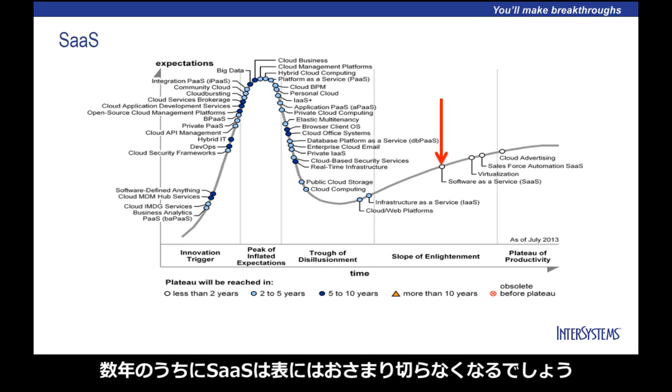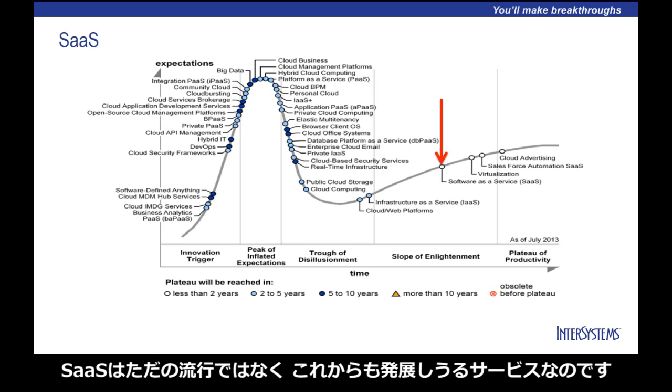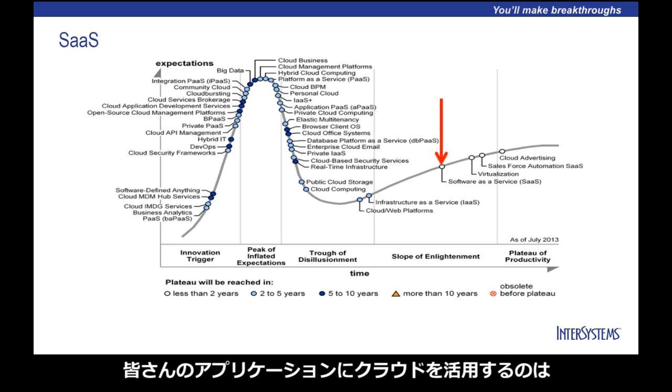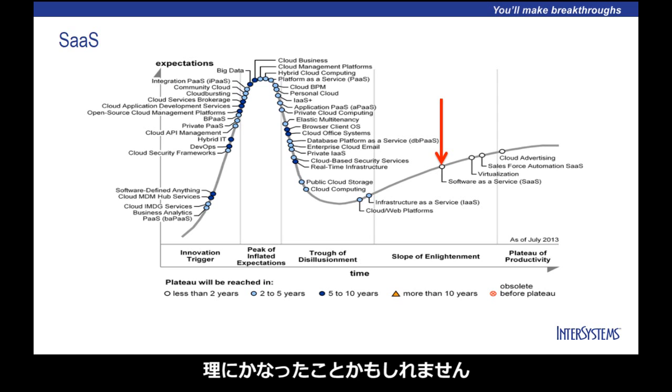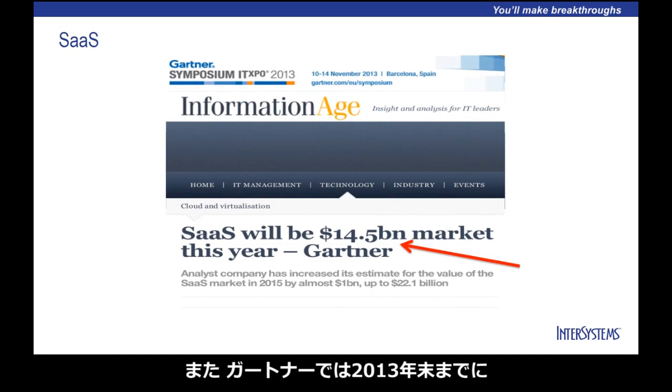In a few years, I fully predict that software as a service is going to be further out. So the purpose of this particular slide is to demonstrate that software as a service is viable. It's not a hype. It's here to stay. And it may make sense for your application to take advantage of the cloud. And if you do, great. There's business out there.